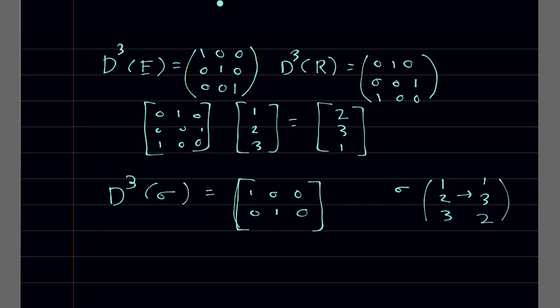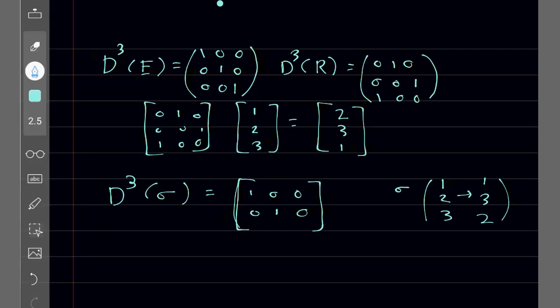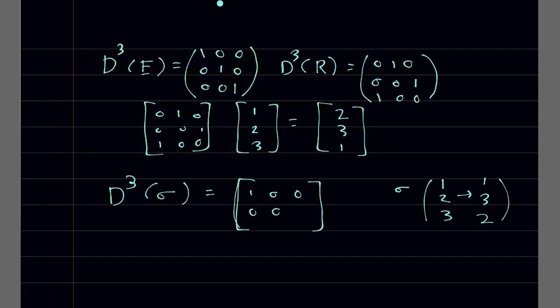And no, I made a mistake. So 1, 0, 0, and 2 goes to 3, so it should be 0, 0, 1, and then 3 goes to 2, then 0, 1, 0. So similarly, you can construct others.